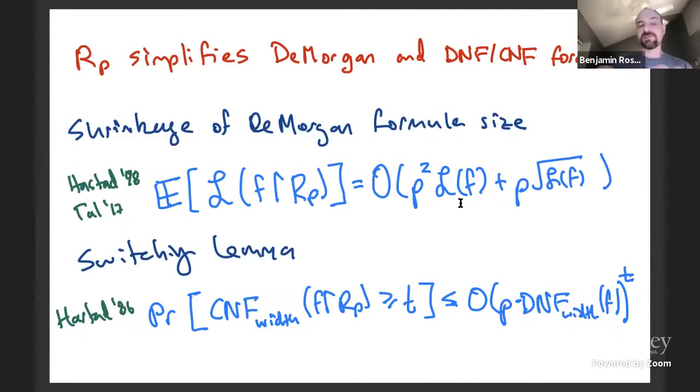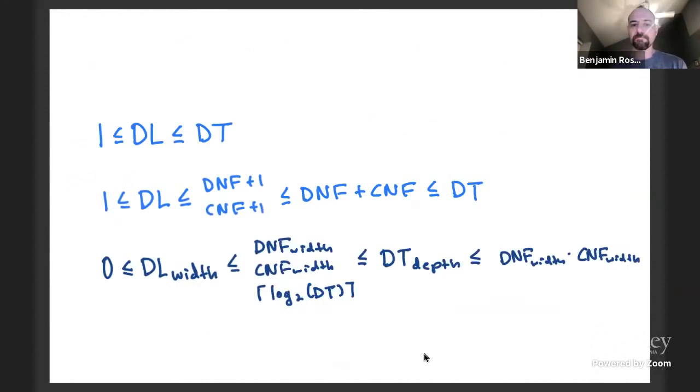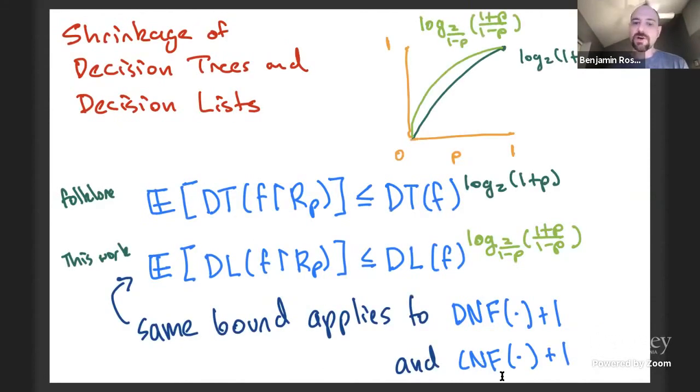Another result showing the power of RP on DNF or CNF formulas is the switching lemma. This shows that a small width DNF formula converts to a small width CNF formula with high probability. So here on the slide I state the results in this paper. We look at shrinkage of decision lists and decision trees, and the results are as follows.